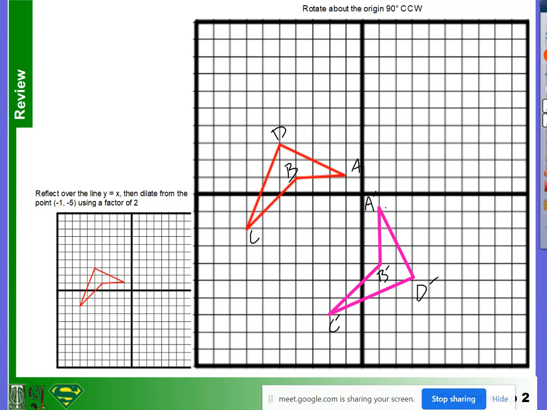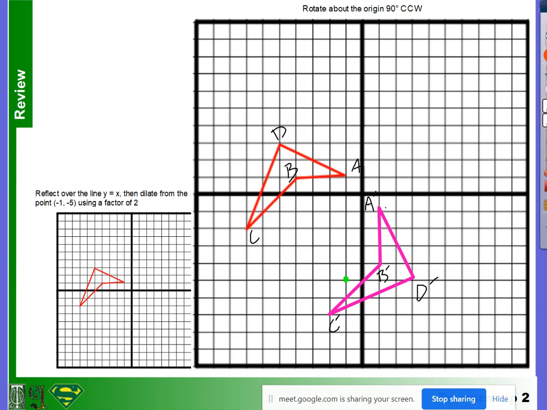So what point are we using to dilate this figure? -1, -5. So I'm going to go -1, -5. So 1 to the left, 5 down. 1, 2, 3, 4, 5. And I'm going to put a little dot there. So this is our point of dilation.